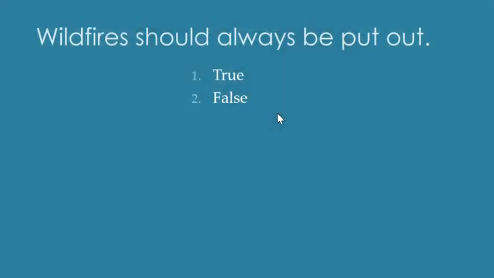Now, having said that, here's my statement. Wildfires should always be put out. True or false? The answer to this is actually false, right? Some natural fires actually are important, and a lot of ecosystems need fire to regenerate. Grasslands thrive with fires every couple of years. Some forests thrive with fires every couple of years.